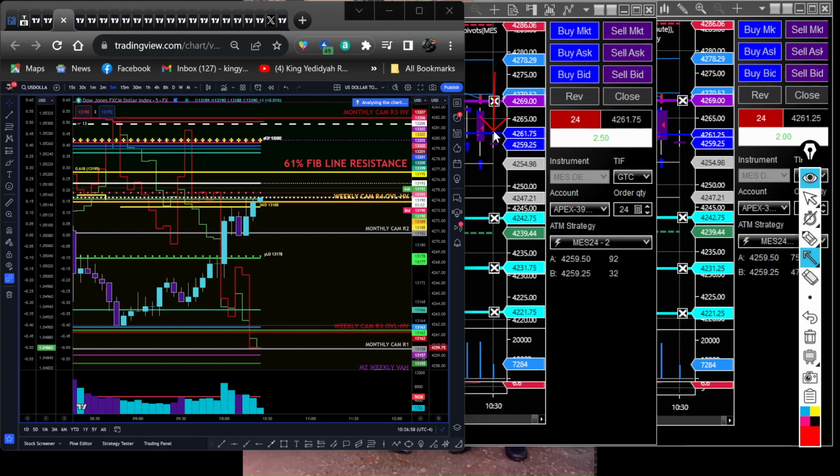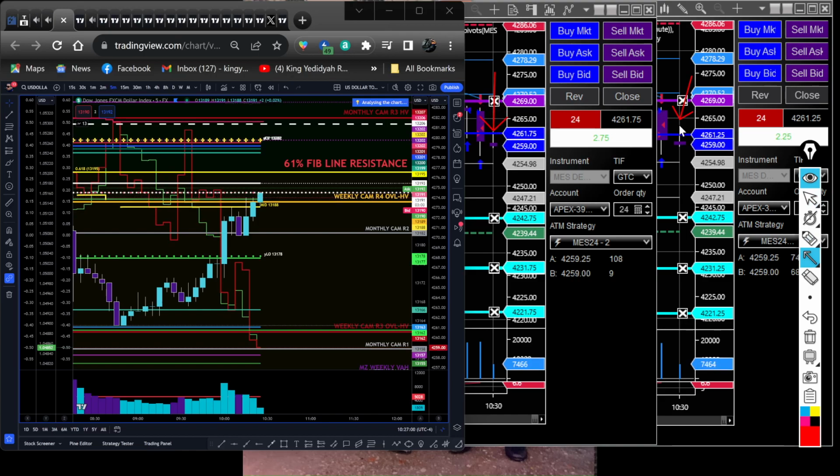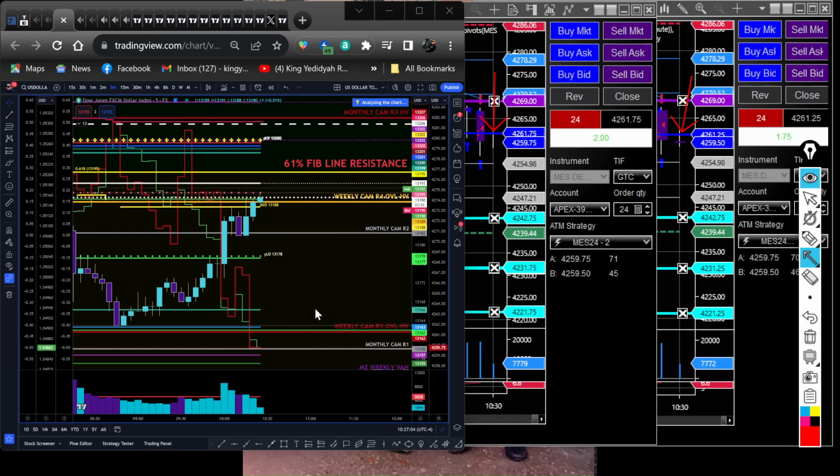Right, so it came back to the break-even point. And let's see if it's gonna push down from there. We got the US dollar creeping above Camarilla S3. That's that green line right there. Next stop is this 61 fib line resistance.